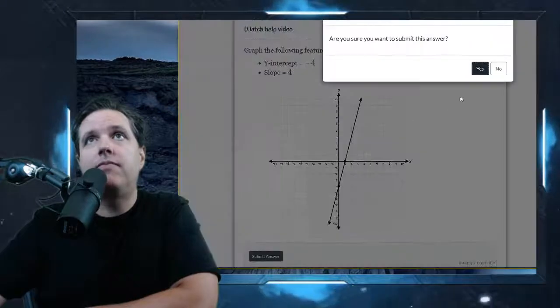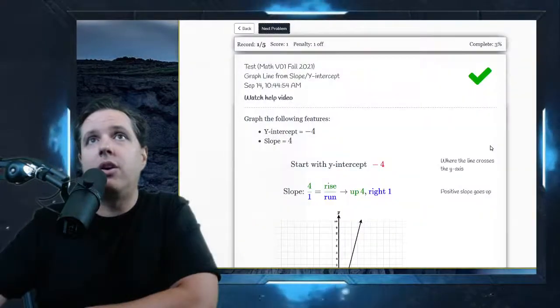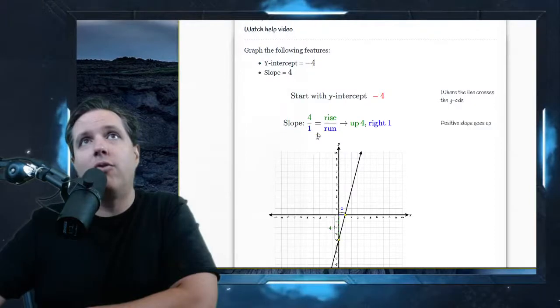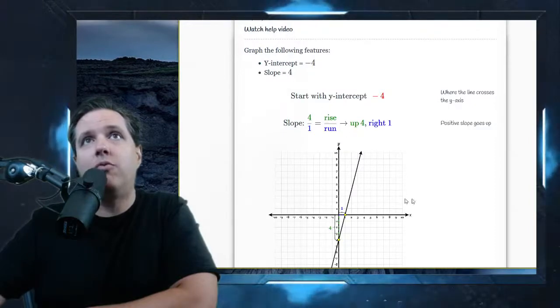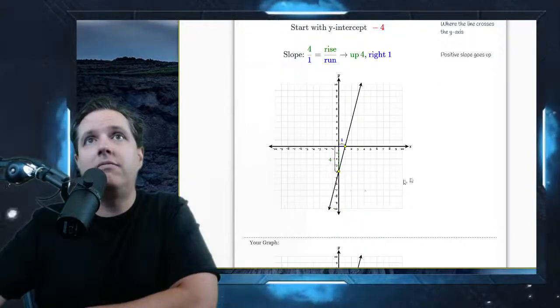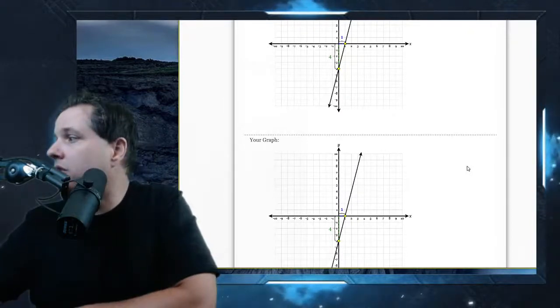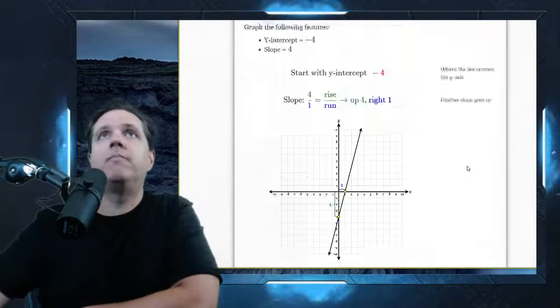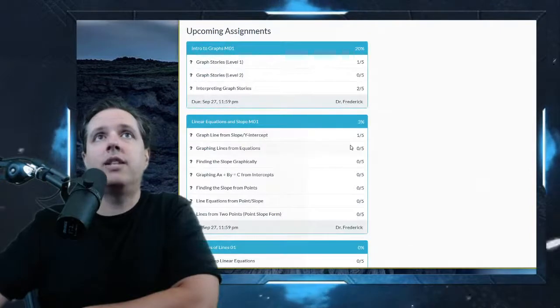Let's see. There we go. Right here they even have it. 4 over 1, rise over run, up 4, right 1. Create your line. There you go. You're good to go. So that's how you do that one.